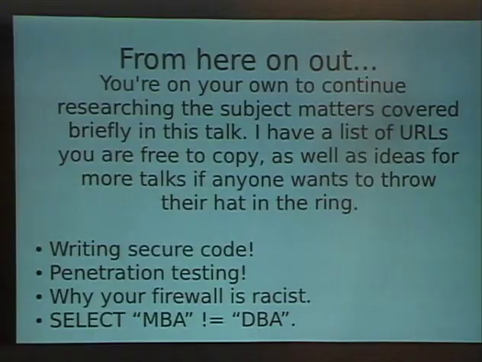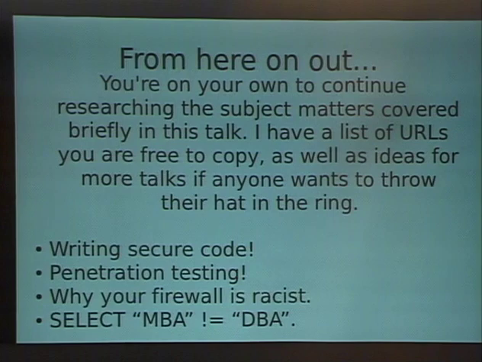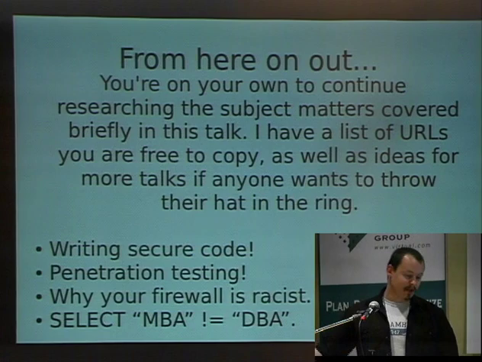There are other talks that I've been considering giving, but I haven't written. More about writing secure code, more about penetration testing. A good example of a good talk is why your firewall is racist. When you build automated prevention systems, you're going to find out a lot of these attacks are from various other countries, and it's not the country's fault. It's not racist at all. It's just the fact that those countries have the open proxies that nobody cares to break down or bring down. So they're where all these attacks are going to come from.